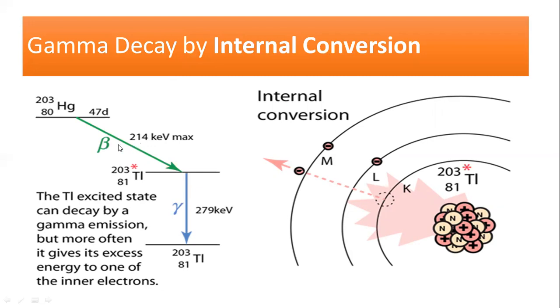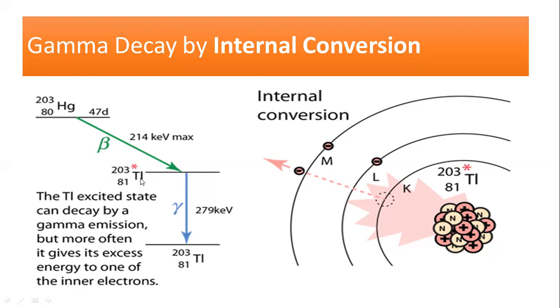Again, let's suppose this is mercury. Mercury emits beta decay and is converted into the Tl nuclide, and the atomic number is going to increase by one. So what would happen over here? Look at the state over there.